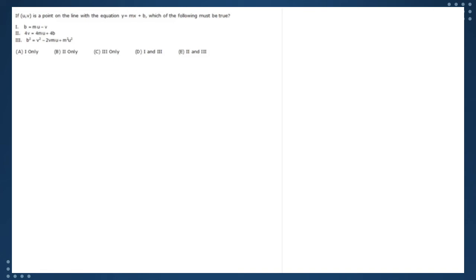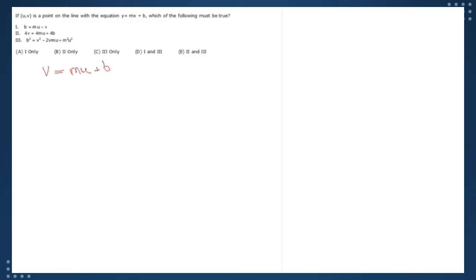Okay, this is similar to the last question. We are given that point (u, v) is a point on the line with the general equation y equals mx plus b. So v goes in for y, u goes in for x, and we're trying to determine which of the following must be true.